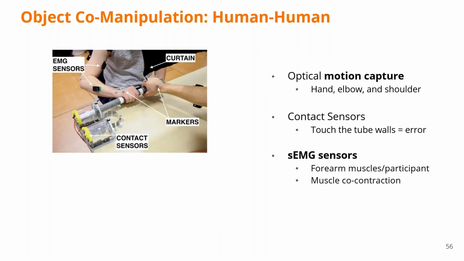The human motor behavior was measured with a motion capture system that was associated with several motion capture markers on the subject, and also with muscle activity sensors, surface EMG sensors. Also, we measured the times that the tubes were touched, to quantify errors and precision while doing the task.